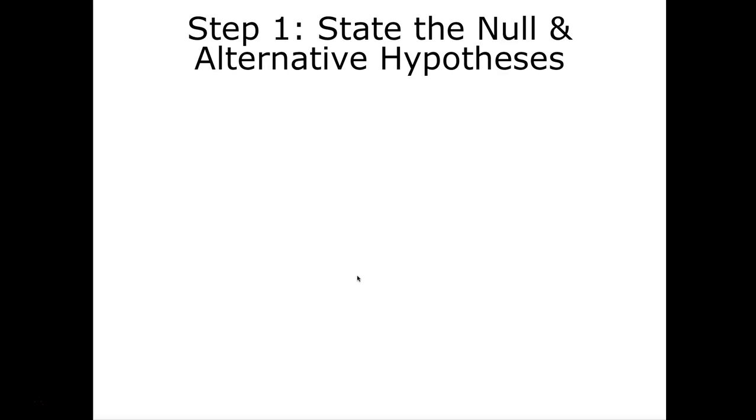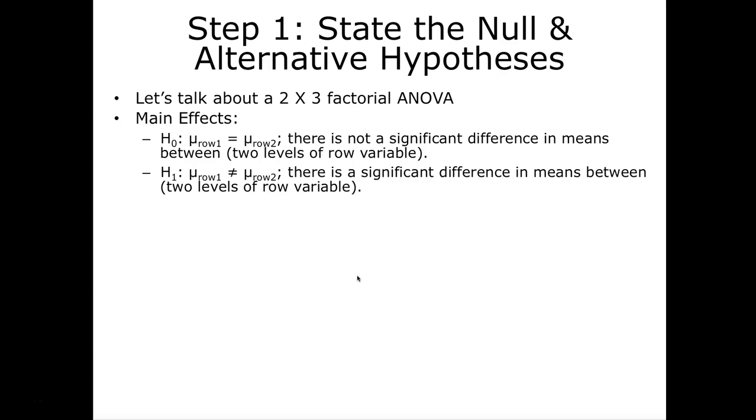So we'll state the null and alternative hypotheses, and let's talk about a 2 by 3 factorial ANOVA. In this situation, the nomenclature that we use and the way that we set this up becomes more complex. Many of you have been using the nomenclature as you turn in your assignments. That's fine. You can also present it just in words. So in this situation, we would say there's not a significant difference in means between whatever levels are in our row variable, or the alternative, there is a significant difference in means between whatever levels are in our row variable.